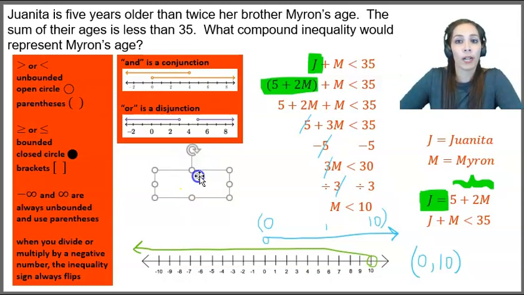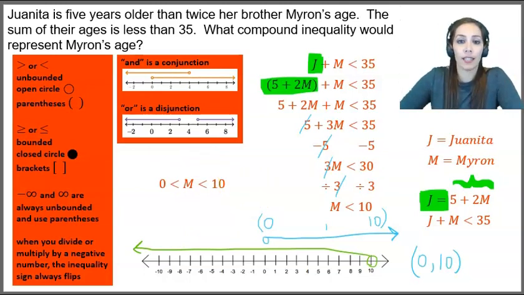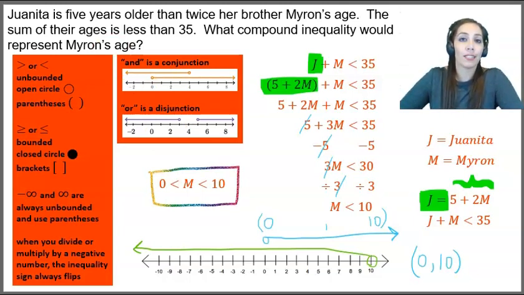But they want to know what compound inequality would represent Myron's age. It's 0 less than m less than 10. So what this means is, as long as Myron is at least 1, 2, 3, 4, 5, 6, 7, 8, 9, we will be able to figure out what Juanita's age is.